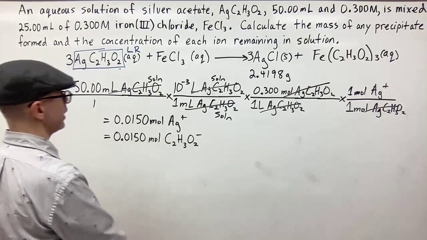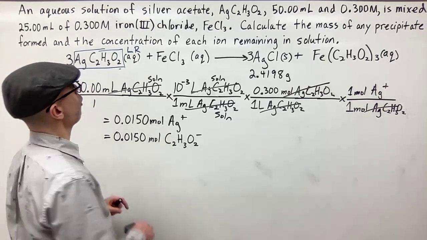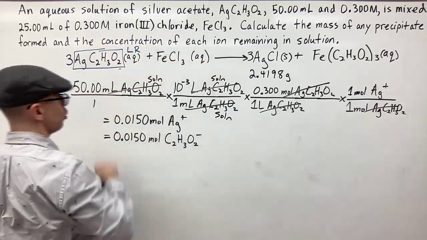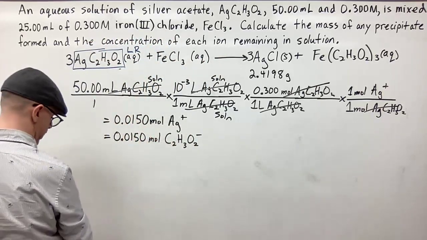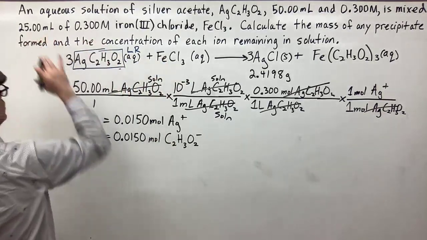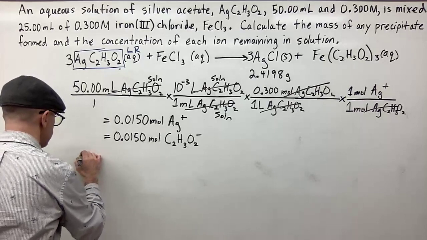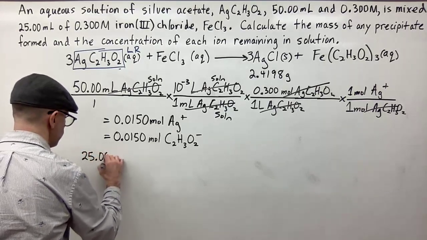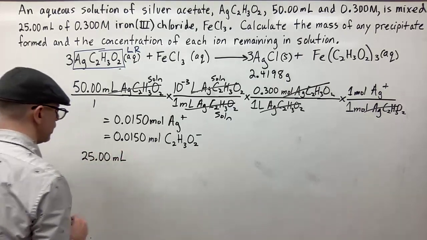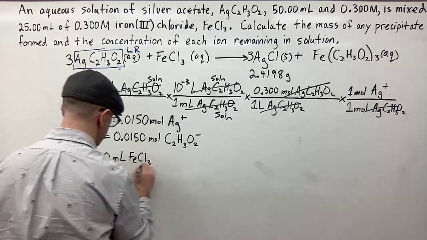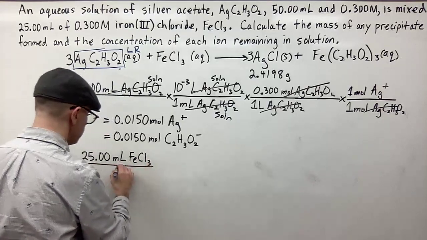Okay, so let's go ahead and do the same for the iron 3 chloride. I'm going to do that down here. Again, we're going to start with the 25.00 milliliters of FeCl3 over 1.